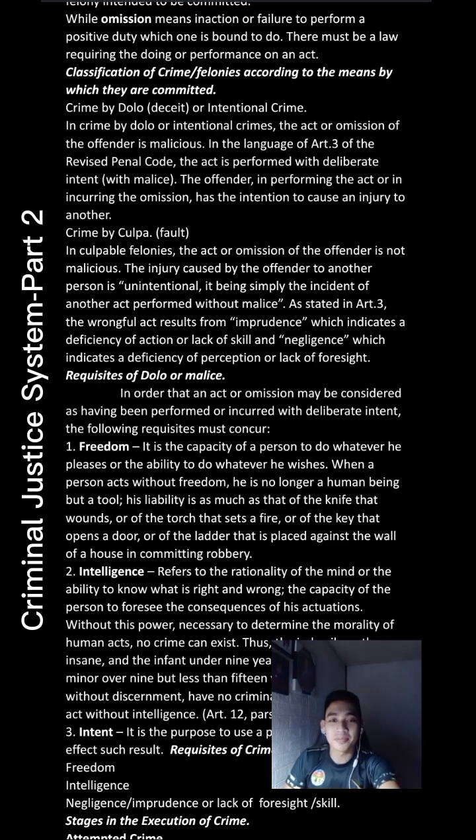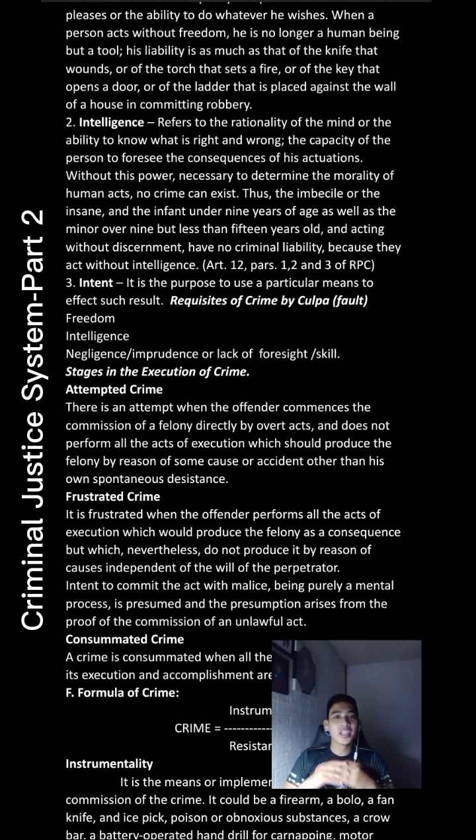Next, number 2, intelligence. If we say intelligence, it refers to the rationality of the mind or the ability to know what is right and wrong, the capacity of the person to foresee the consequences of his actuations. Without this power necessary to determine the morality of human acts, no crime can exist. So again, intelligence is to determine whether it is right or wrong. It refers to whether a person knows or can differentiate what is wrong from what is right. It is the capacity to foresee the consequences of his actions, the ability to rationalize, the ability to think. Without this power necessary to determine the morality of human acts, then no crime can exist.